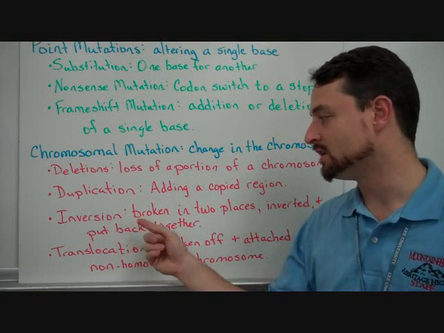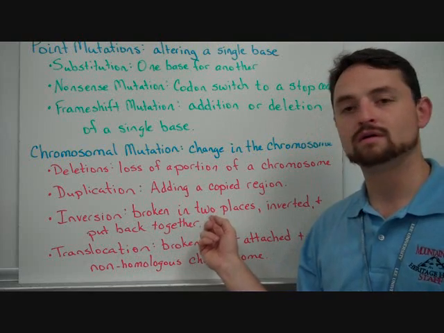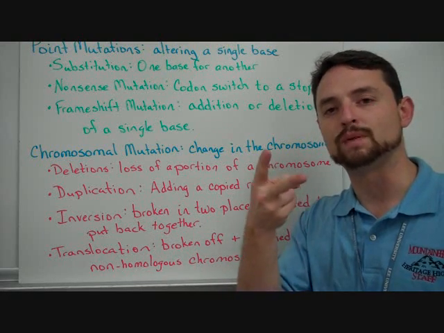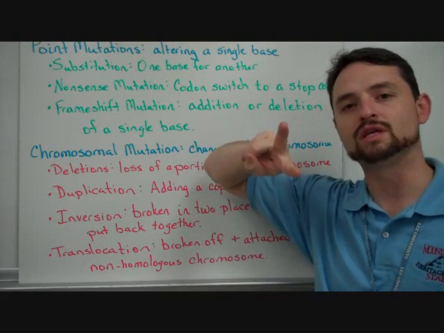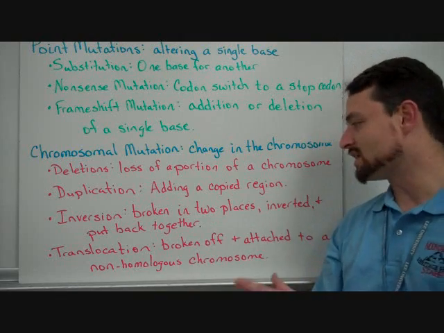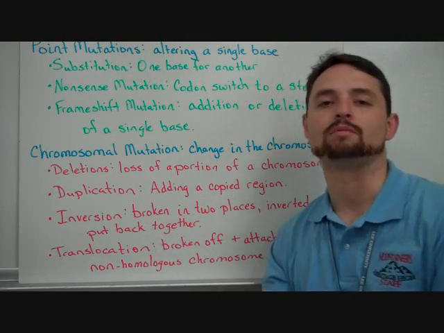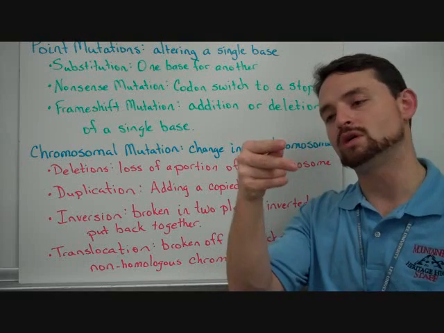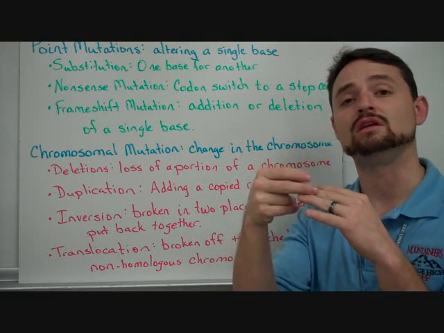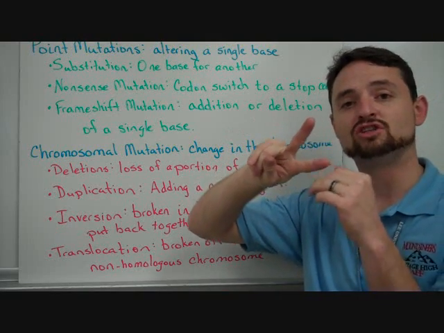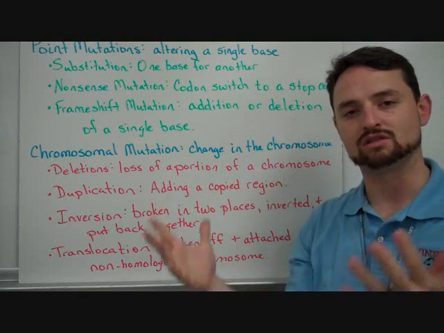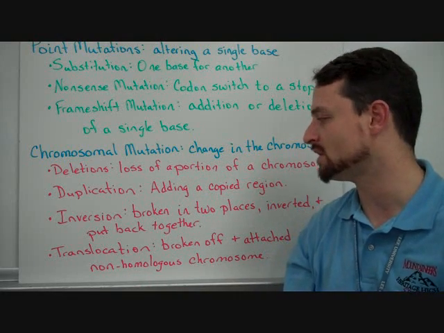An inversion is where part of the chromosome is broken in two places, inverted and reattached. Now, that could go on with no problems, but if that break is in the middle of a gene and then inverted, that gene is no longer going to read correctly, so that could obviously cause problems down the road.